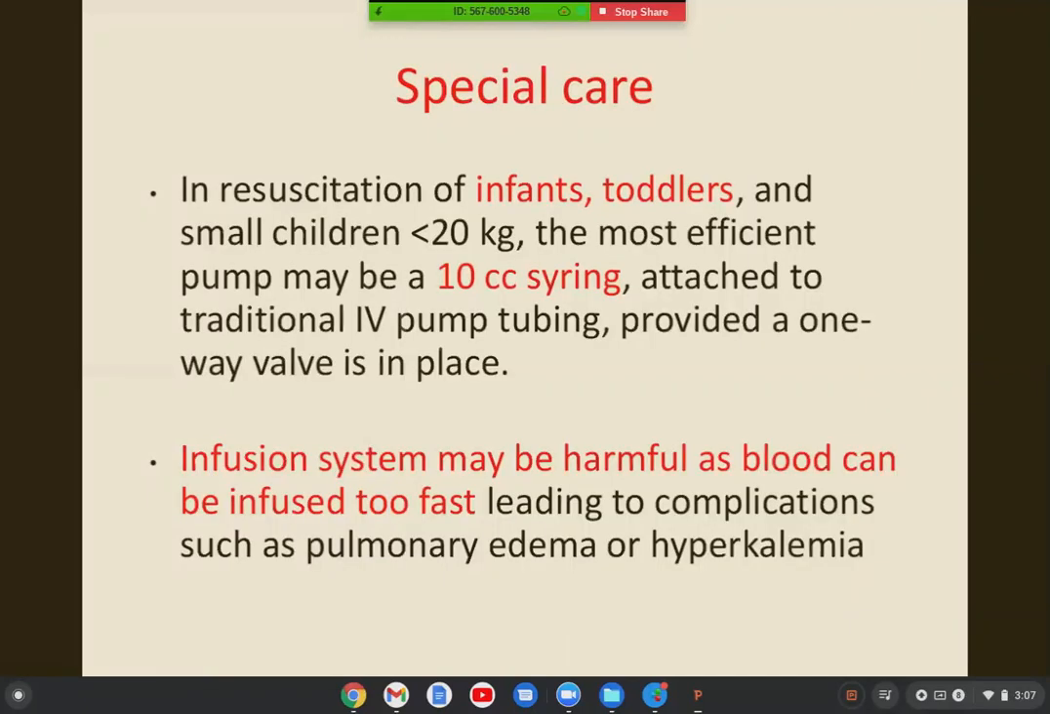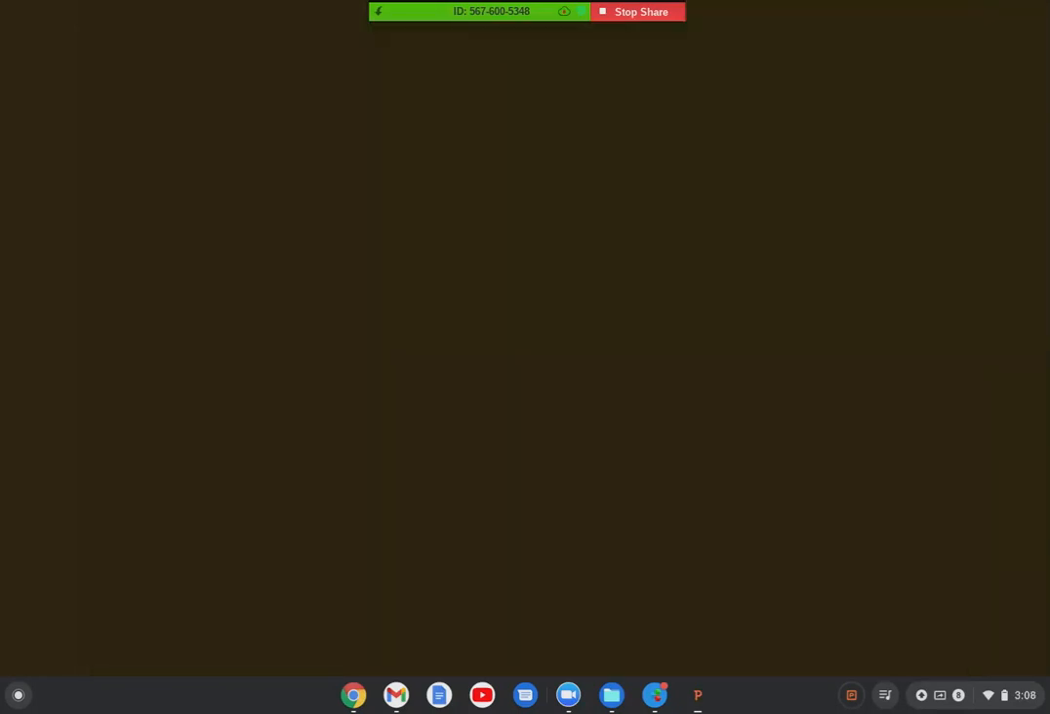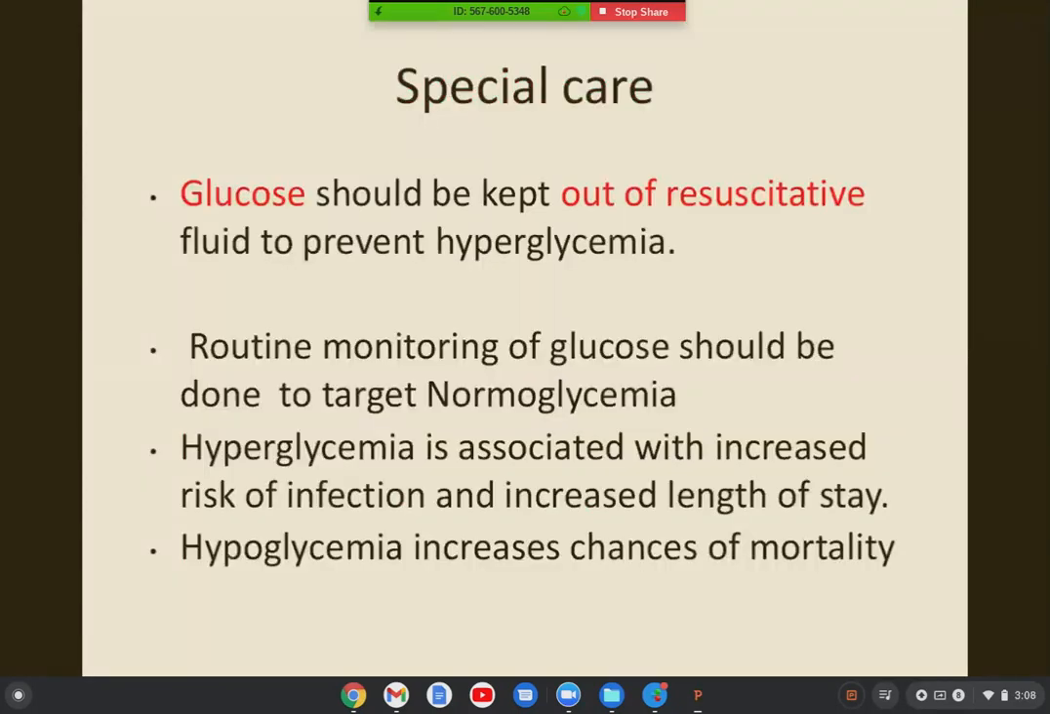Special care needs to be taken in toddlers, infants, and small children who are less than 20 kg. Always remember that in smaller children less than 20 kg, the most efficient pump is a 10 cc syringe, and it is not the usual pump which we use in our drug administrations, because infusion pumps actually push at a pace which is sometimes harmful. When we transfuse blood too fast, it can lead to complications like pulmonary edema or hyperkalemia. We are going to discuss more on blood transfusion in upcoming slides.